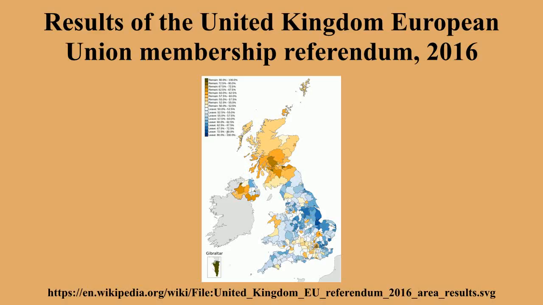Scottish reaction. All 32 local council areas within Scotland returned majority votes in favour of Remain a member of the European Union, against the majority of voters within the United Kingdom, heightening tensions between the Scottish Government and the UK Government less than 2 years after the 2014 Scottish independence referendum.